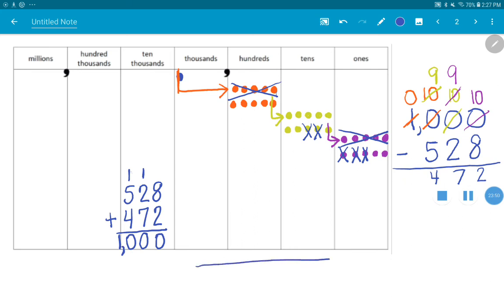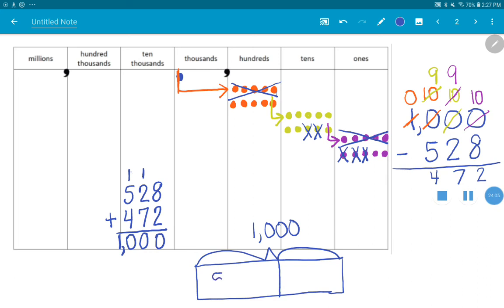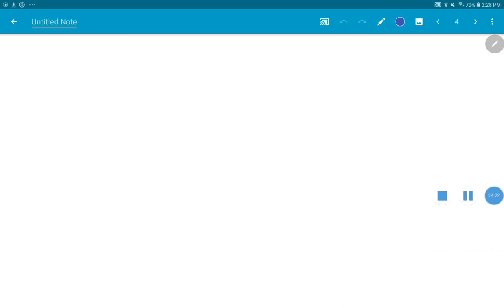I could show that also on a tape diagram. We knew the total amount that we started with was 1,000. We had a part that was 528. We were missing the other part, so I put an X to show what was missing. And we found that X equals 472. All right, I want you to go ahead and erase your work mat.